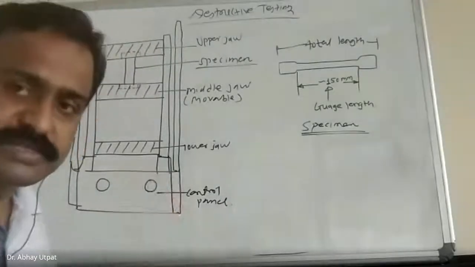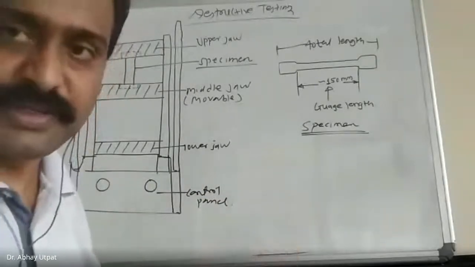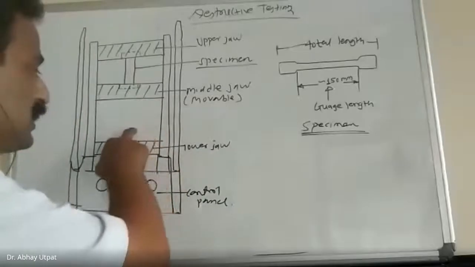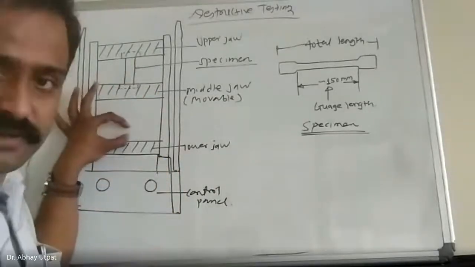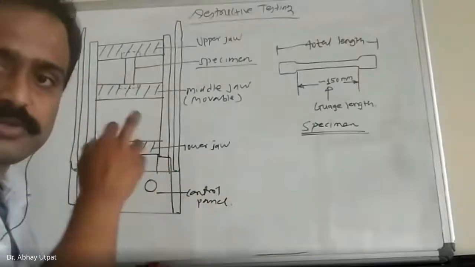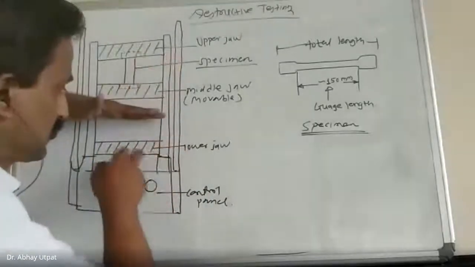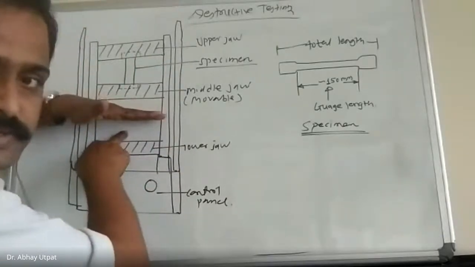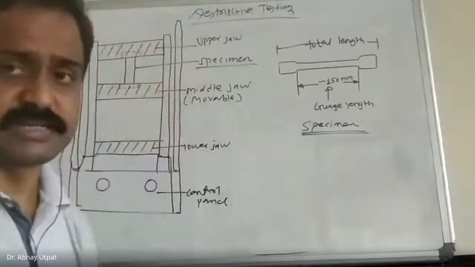Why is this universal testing? When compression testing is to be carried out, mechanism of working is same. Only middle jaw is at the lower position by adjustment and specimen is kept here. So same way, when you start the pump, whole assembly will move up. In that case, your specimen is between second and lower. So it will be compressed between. So we are studying tensile test.